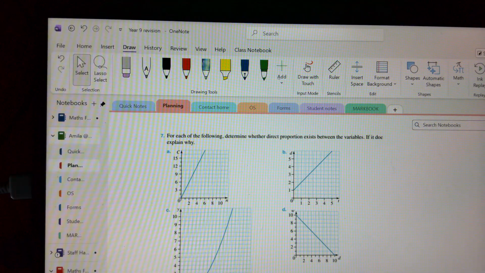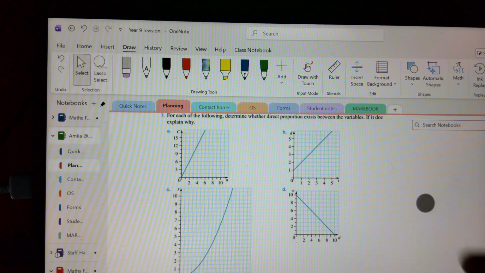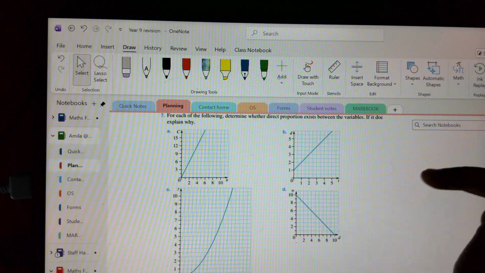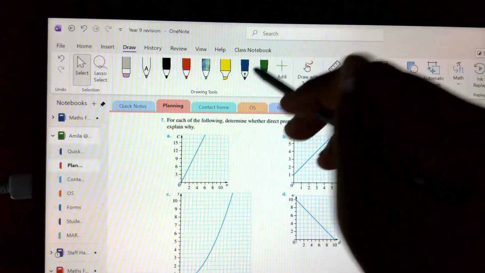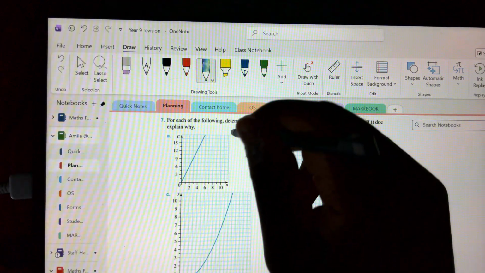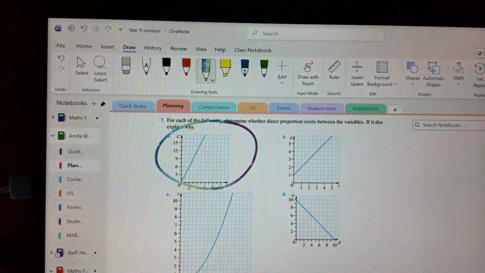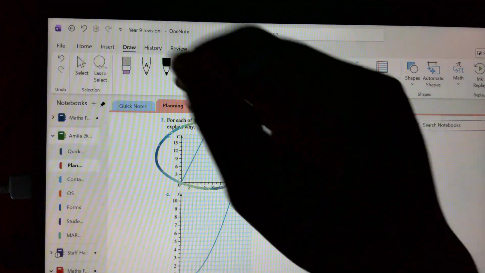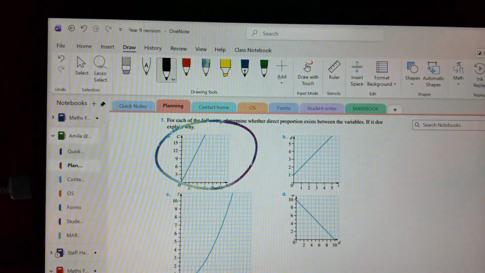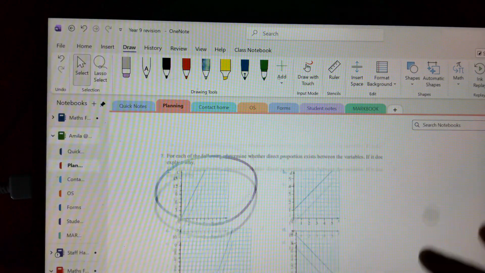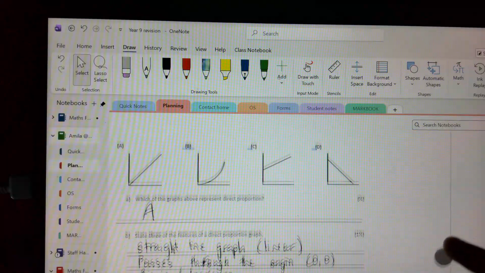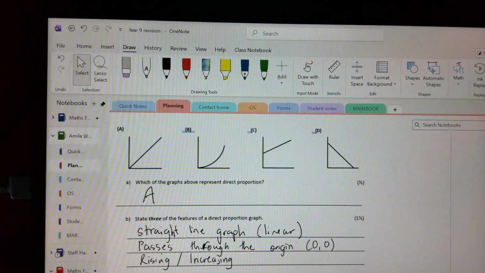Alright, for the following questions, determine which direct proportion exists between the variables. Does not explain why. So, we know, or you should know, that the one that is directly proportional is that one there. And you should know the reasons why it's directly proportional. If you don't, go back to question 1 and have a look at what we said.